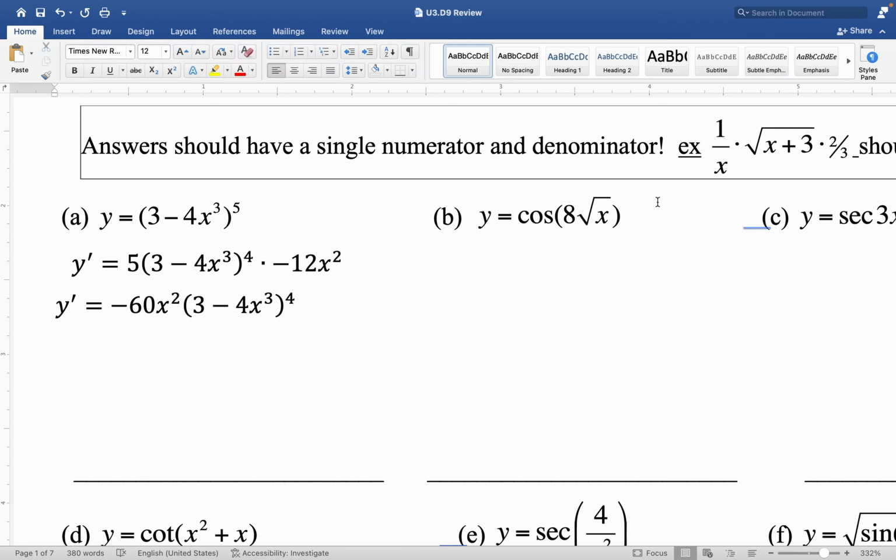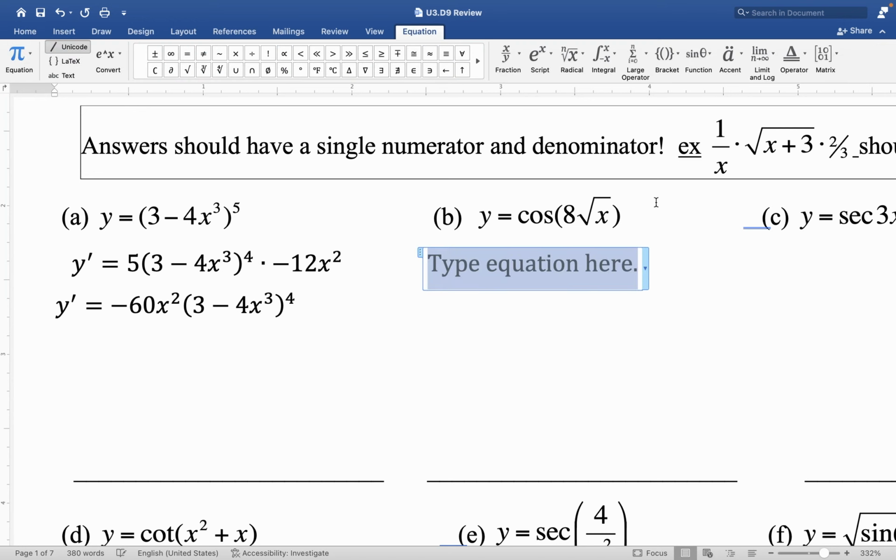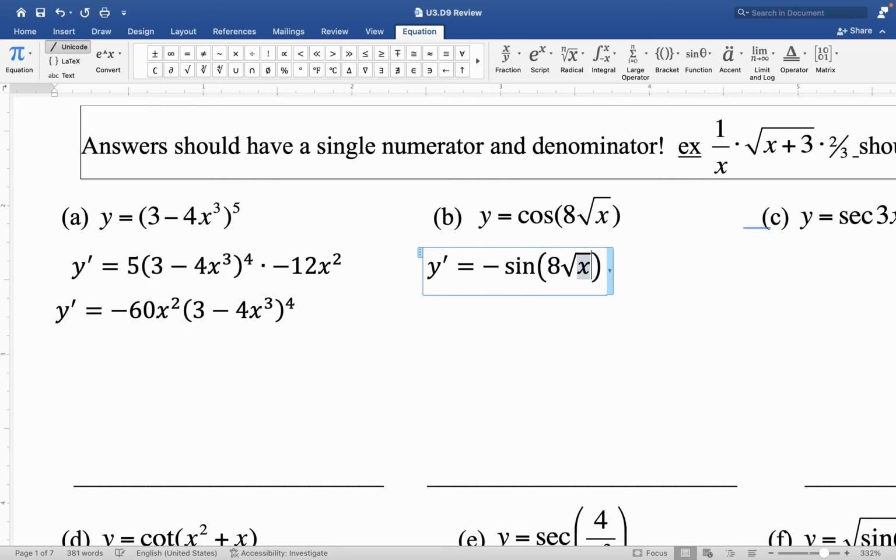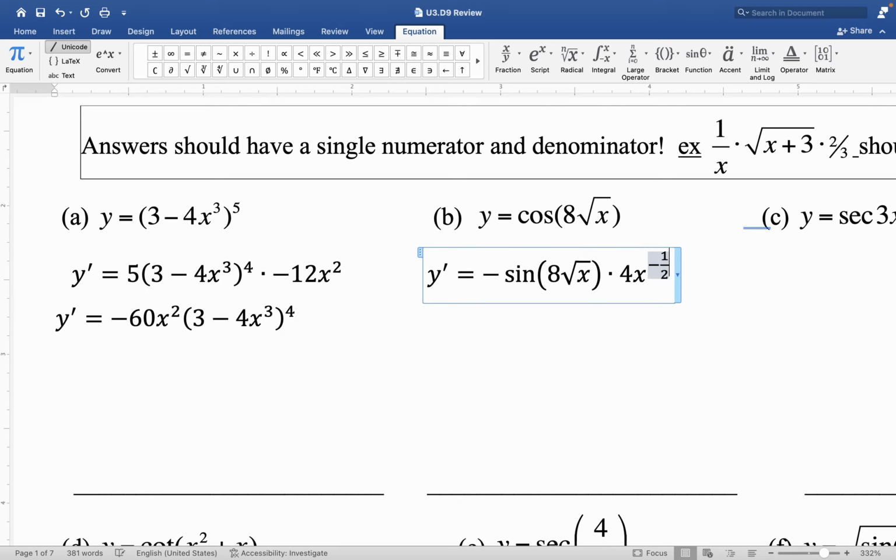Moving on to B, this looks like another chain rule problem. The outside function is cosine blank. So I'd say the derivative of the outside function is negative sine blank. What goes on the inside? Well, just 8 square root of x, the original inside function. But then we've got to multiply by the derivative of the inside function. Let's think about that. 8 root x is like 8x to the 1/2. The 1/2 would come down, give you a 4, and then subtracting 1, you'd get 4x to the negative 1/2. So that's the derivative of 8 root x.